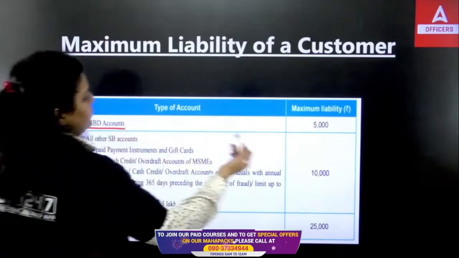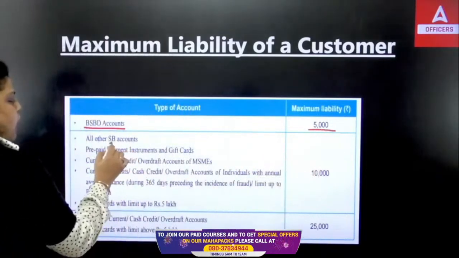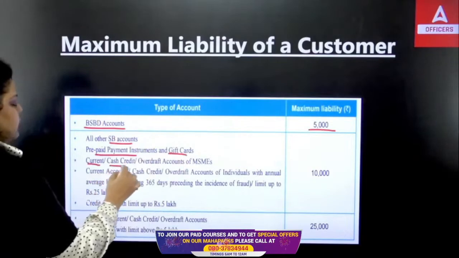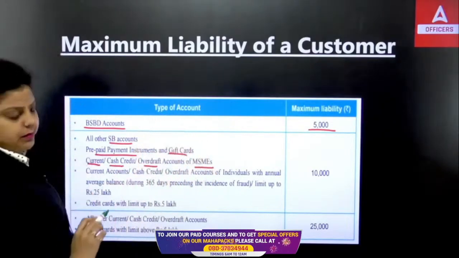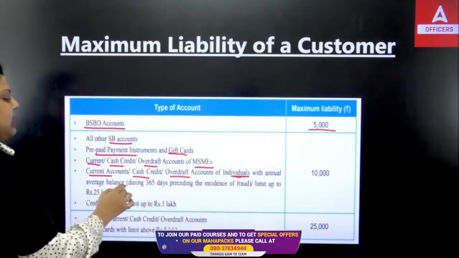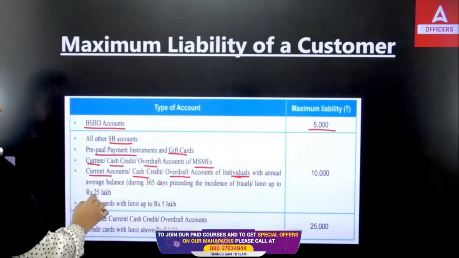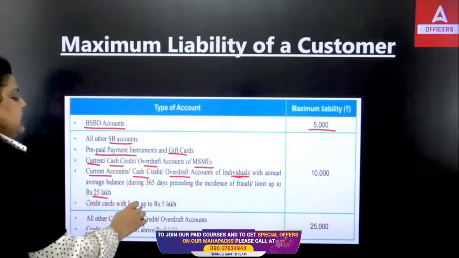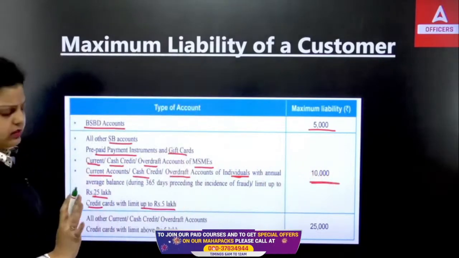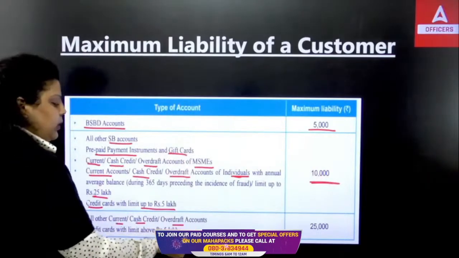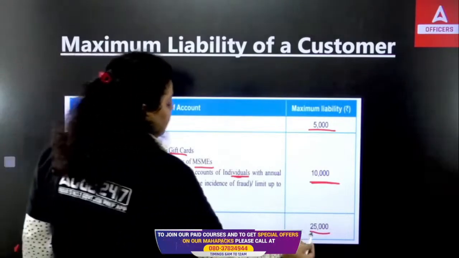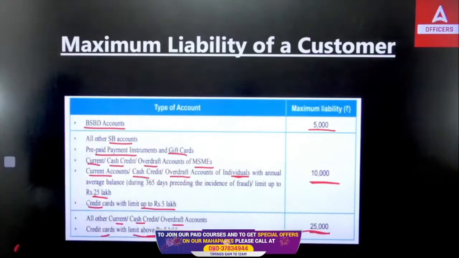In case of BSBD account, it is 5,000. In case of all savings bank accounts, prepaid payment instruments and gift cards, current, cash credit, overdraft accounts of micro, small, medium enterprises, current account, cash credit, overdraft account of individuals with annual average balance up to 25 lakh, and credit card with limit up to 5 lakh, they all have a maximum liability of 10,000. All other current, cash credit, overdraft accounts will have 25,000, plus credit card with limit above 5 lakh will also have a maximum liability of 25,000.